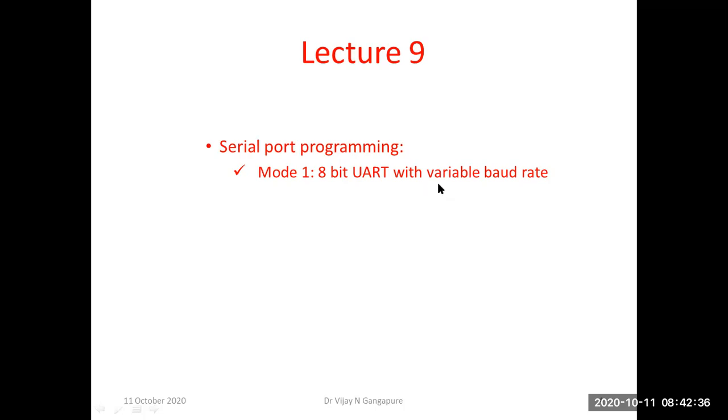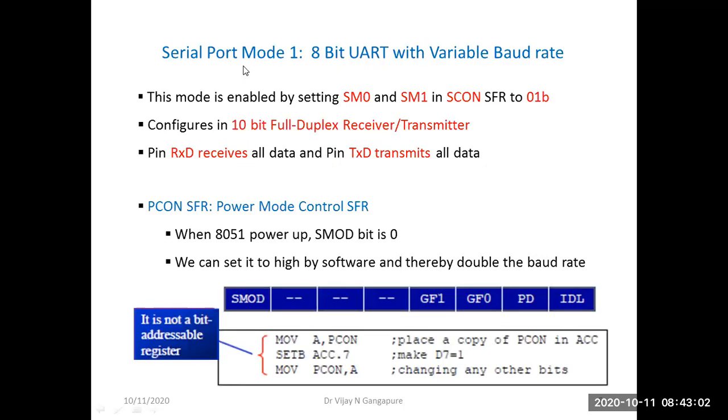For that, we have to configure timer 1 in mode 2, and we have to load a proper value into the TH1 timer register. So in this lecture we will focus our study on this 8-bit UART mode, that is mode 1 of the serial port of 8051. So this serial port mode 1 is named as 8-bit UART with variable baud rate.